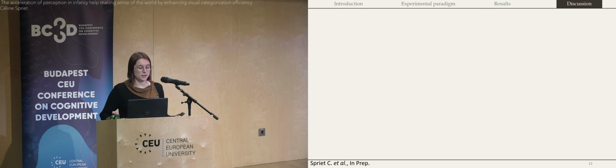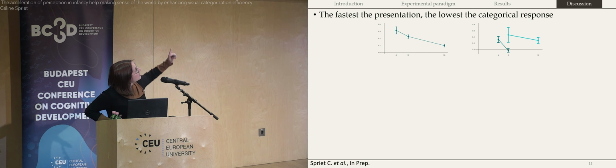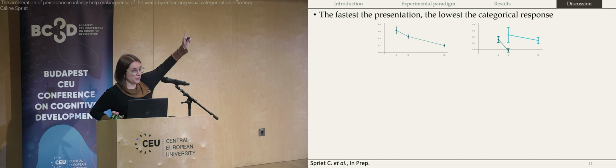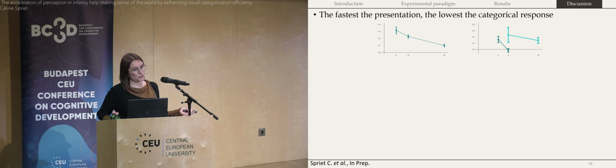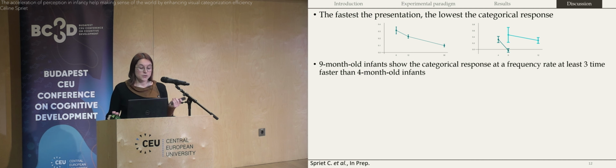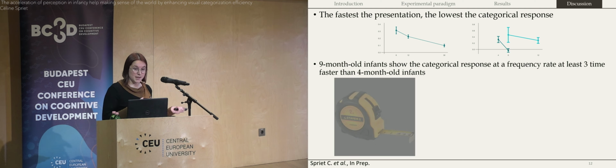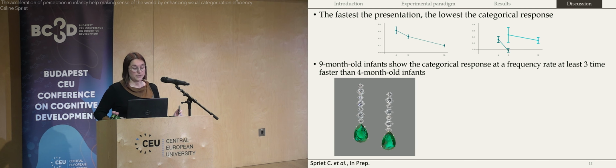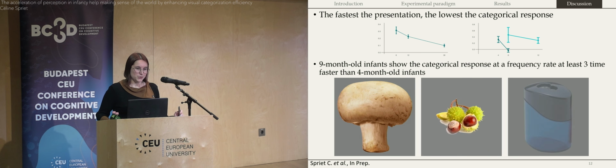So to wrap up, the faster the presentation, the lower the categorical response. And again, we see that in 4-month-old infants with the 4 Hz presentation, the categorical response is quite equivalent to the one captured with the 12 Hz presentation in 9-month-old infants. And so 9-month-old infants show the categorical response at a frequency rate that is at least 3 times faster than 4-month-old infants. And so when a 4-month-old infant is able to make sense of this type of trials, a 9-month-old infant is able to do so with this type of trials, and adults are able to do so with this type of trials.